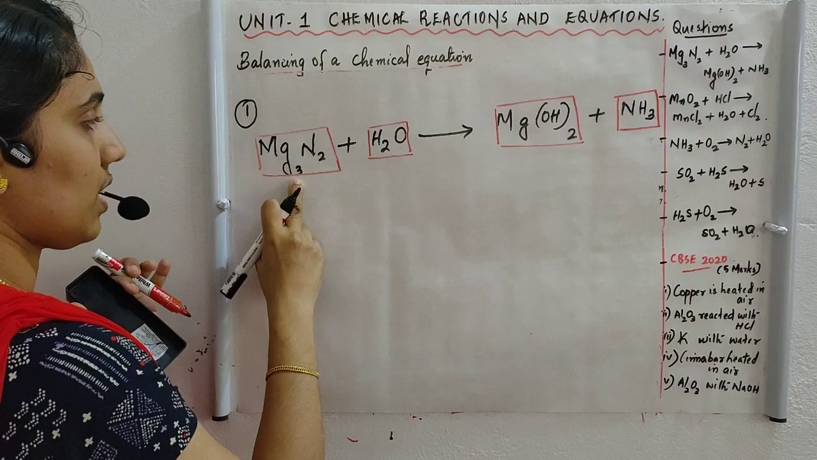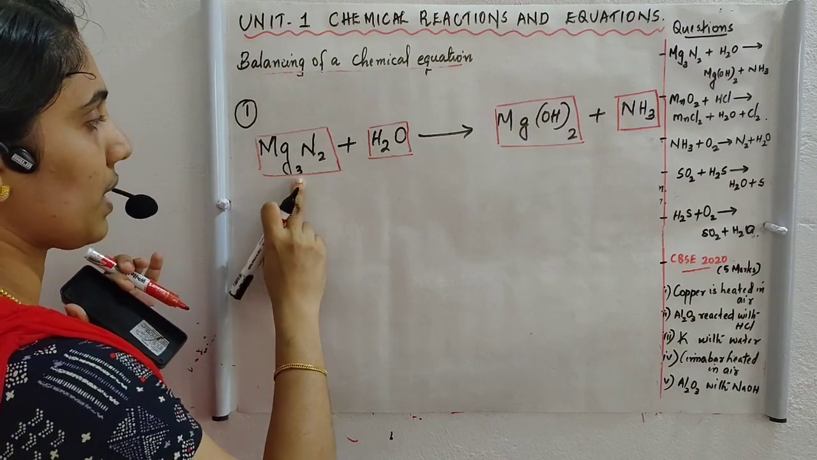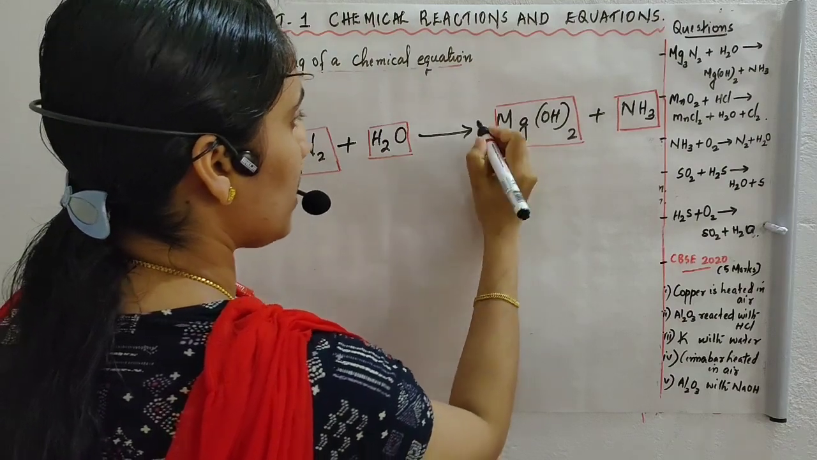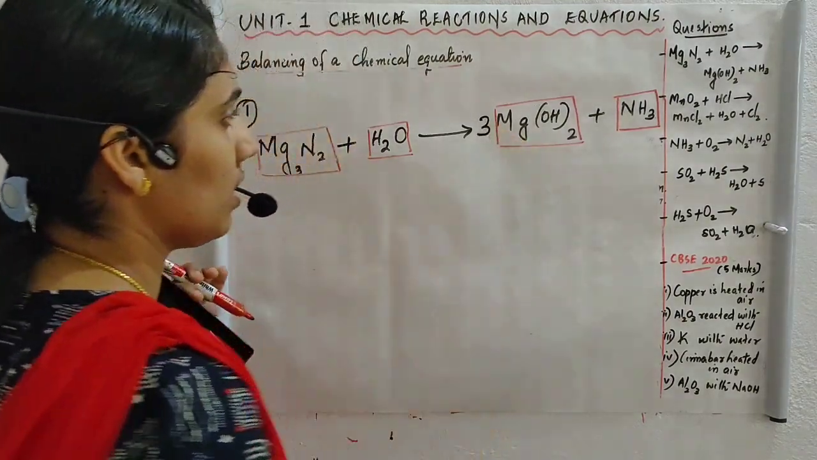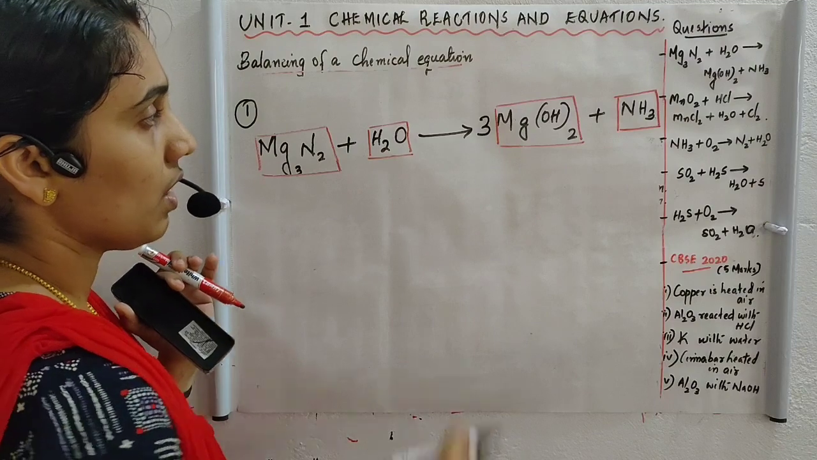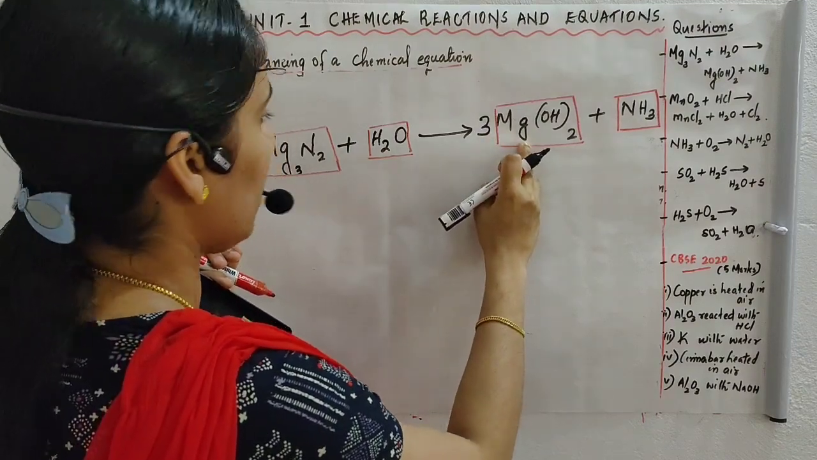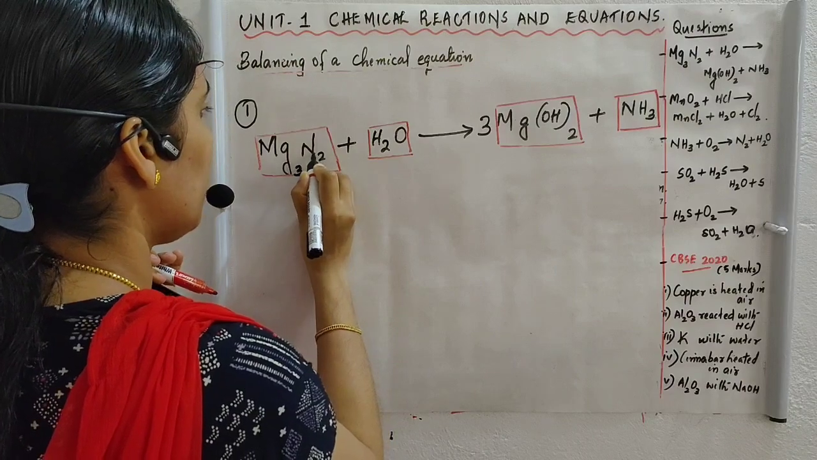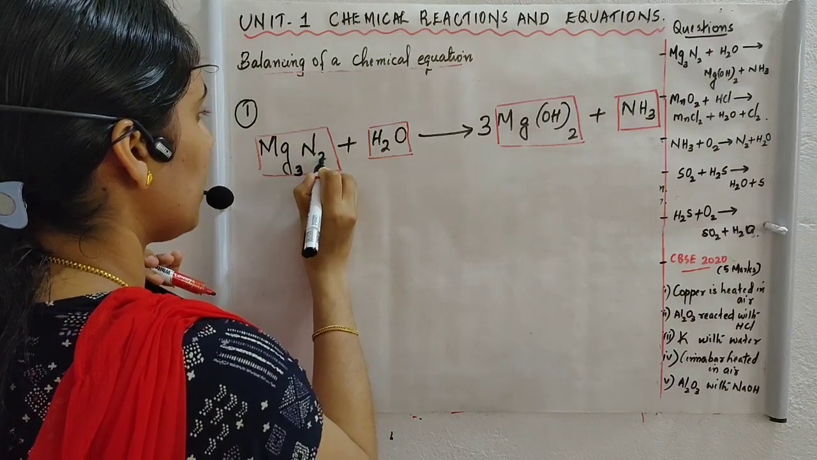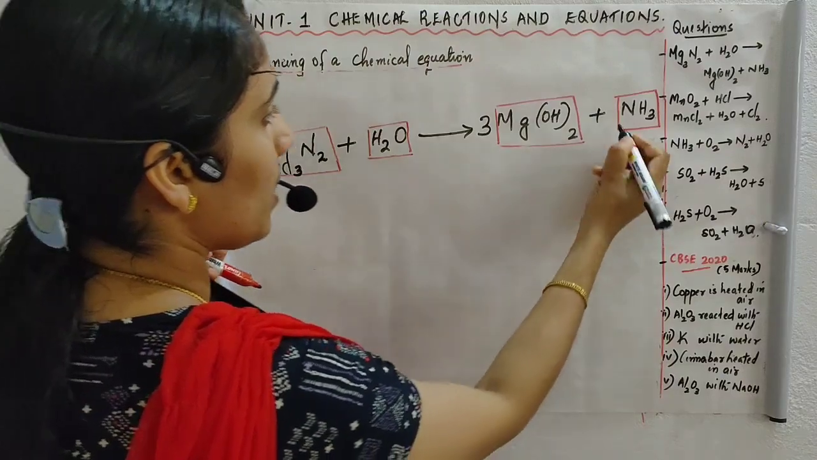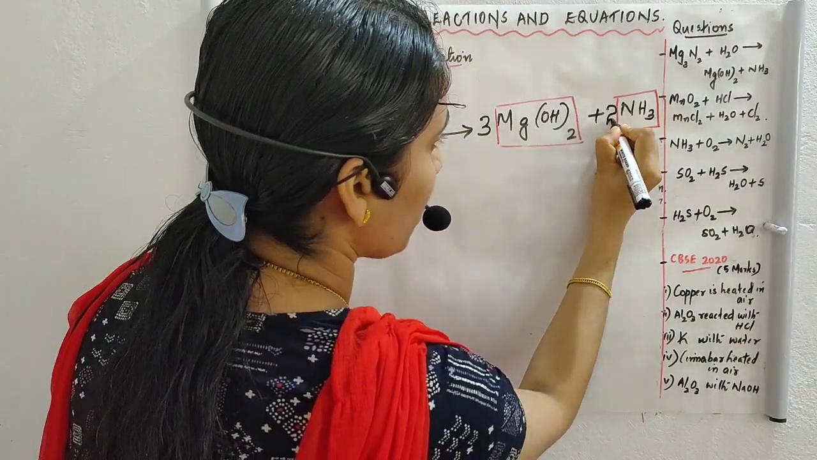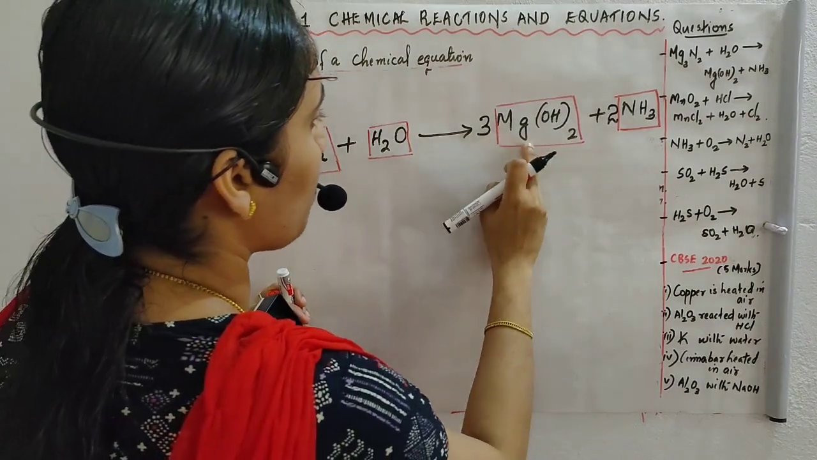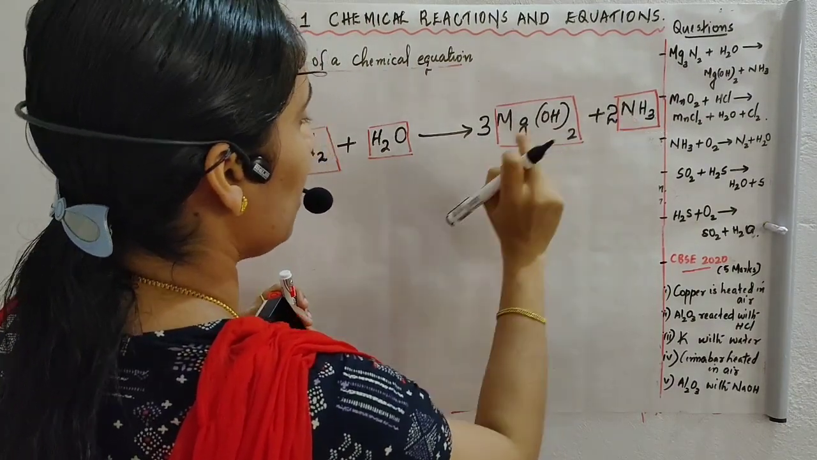In this one, which element is more? You can see magnesium here is 3. This side there is only 1 magnesium, so you can put 3 here. So the number of magnesium here is 3, and this side also 3. Then in this one, the other element is nitrogen. Nitrogen here is 2. So on this side, in order to make 2 nitrogen, you can put 2 here also. Then you check: magnesium 3, nitrogen 2.